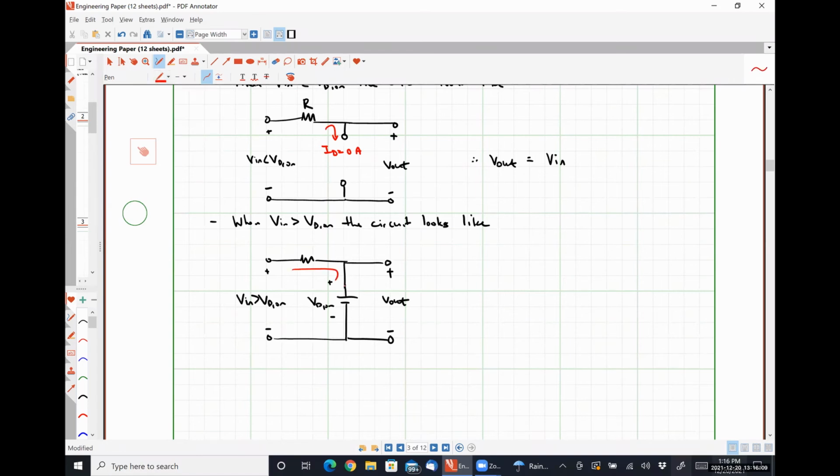So our diode current now should be non-zero. Our output voltage will be what? Right, VD on. It's pinned to that effectively.